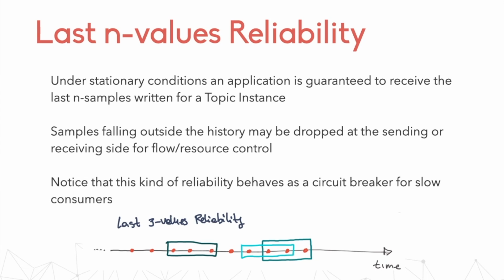But this also ensures that a reliable writer will never have to block, because in any case, if a reader is unresponsive, as long as the writer can keep the last n samples that it has written, that's what it will deliver, and it will comply with the contract of last n value reliability.